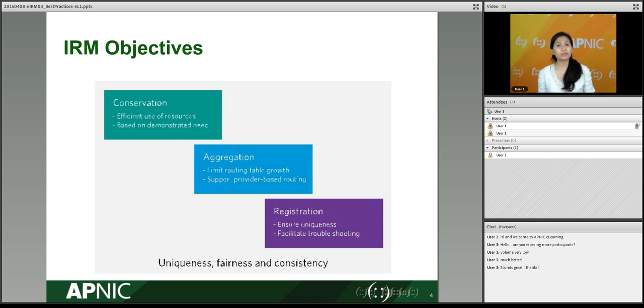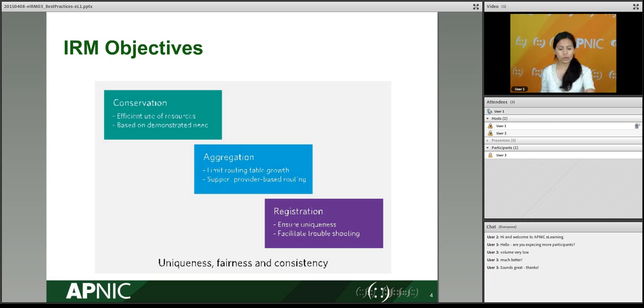All right, let's begin with IRM objectives. So IRM is Internet Resource Management. And when we talk about internet resources, particularly we are referring to number resources, IPv4, IPv6, and autonomous system number. Now these are limited resources. We have enough of them. You can request that from APNIC or from the other RIRs if you're from another region. And you can use that, but it's a limited resource.